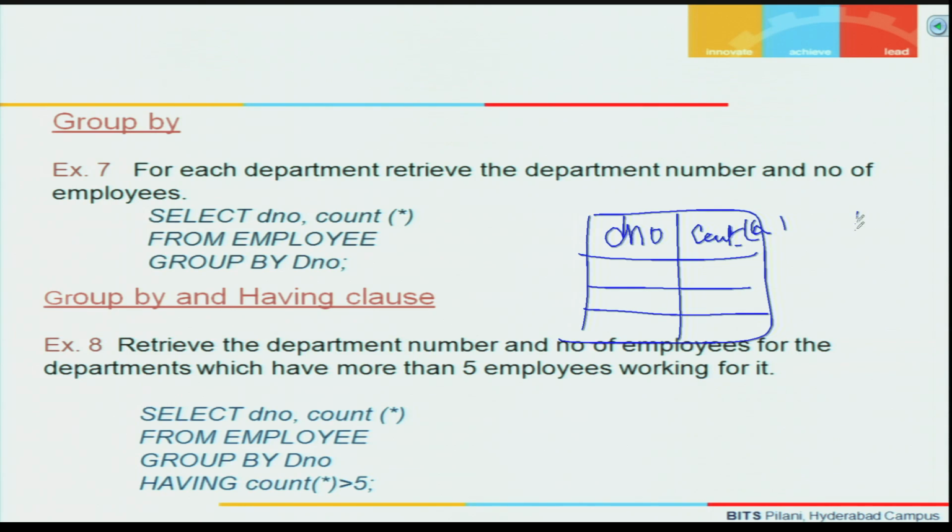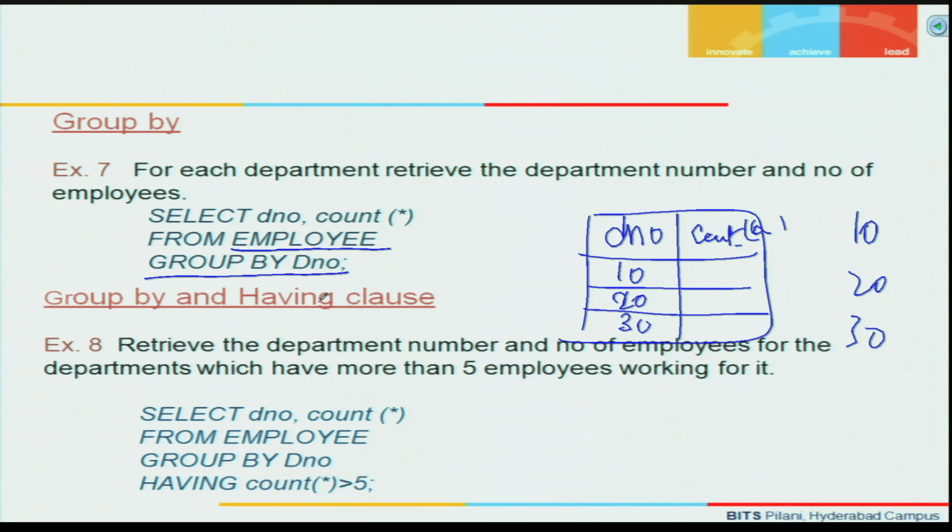If you assume that 10, 20 and 30 are the department numbers available, so you will find 10, 20 and 30, and we also assume that there exists at least one employee for each of these departments. Okay, then if you execute this, it will go to the employee table and group the employee tuples based on the grouping attribute. DNO is the grouping attribute because I am specifying it as group by DNO. Then it will group the tuples available in the employee table based on the DNO value.